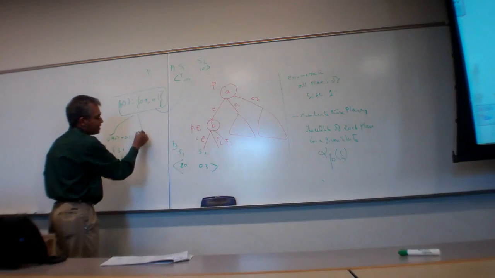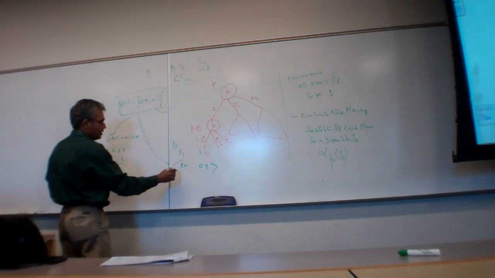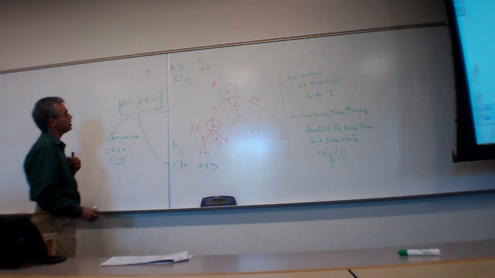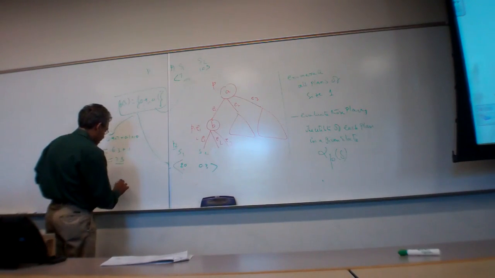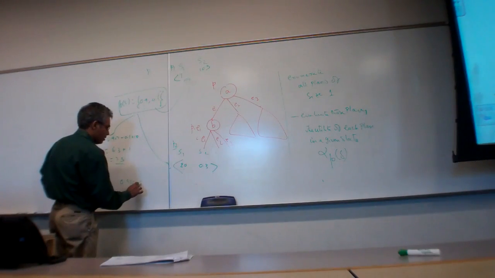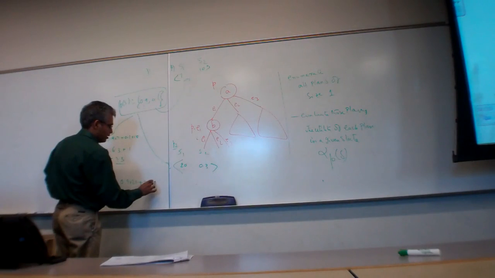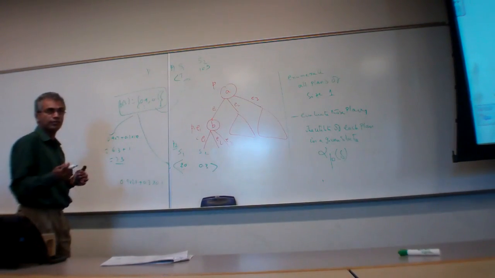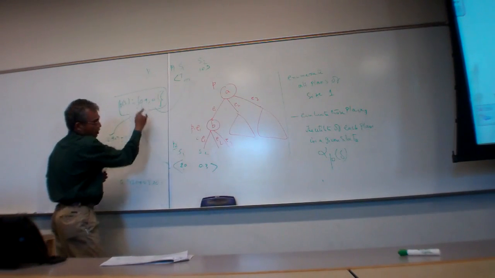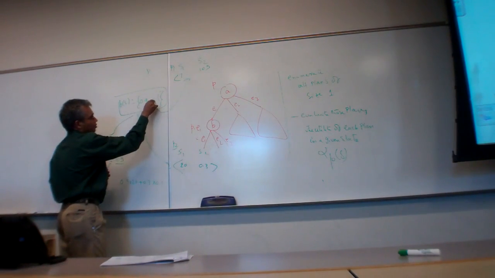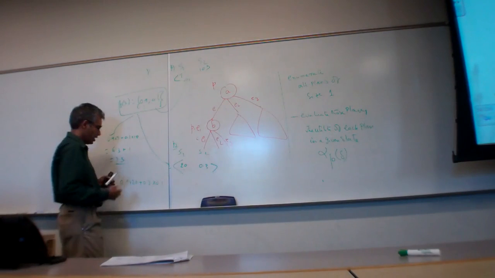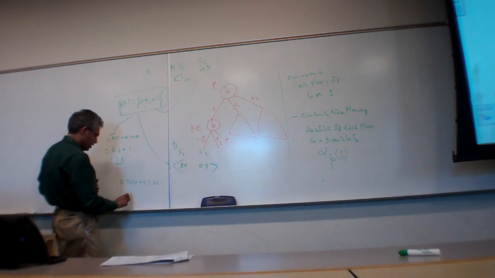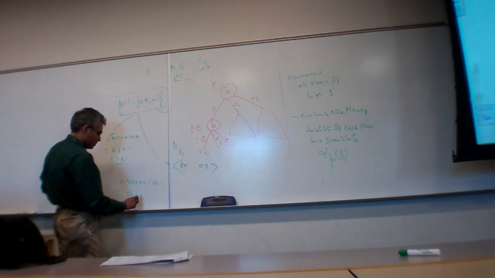So in this same belief state, if you do this plan, the expected value will be 0.9 times 20 plus 0.1 times 0.3. Okay? Because 0.9 times 20 plus 0.1 times 0.3. And that would be what? 18 plus 0.03.